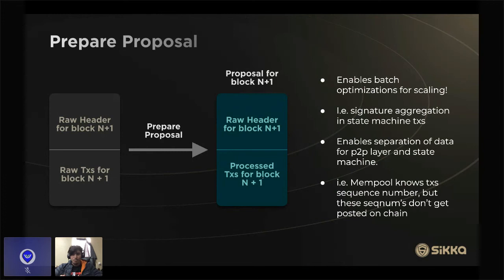This also lets you separate the data you need for the P2P layer from the data you need for the state machine. A common example, if you've been in the weeds of the SDK, is what happens with transaction sequence numbers. Currently, in the application we don't include it, because you don't need it when you're processing a transaction. You already know it. But in the mempool, it's actually really useful, for a bunch of reasons, to still provide it. So you could use the same process to separate the data at these layers.